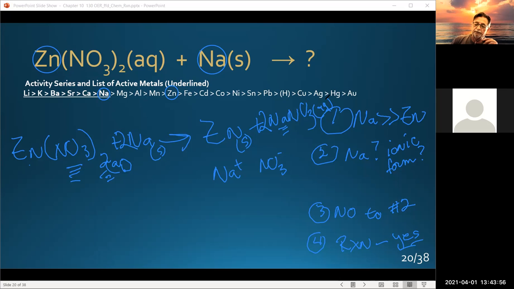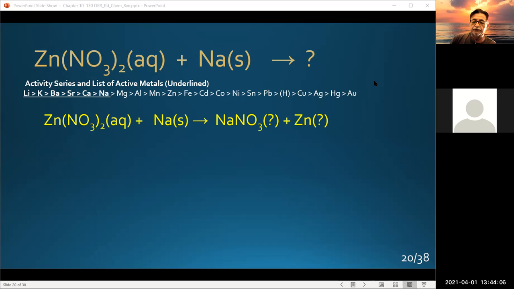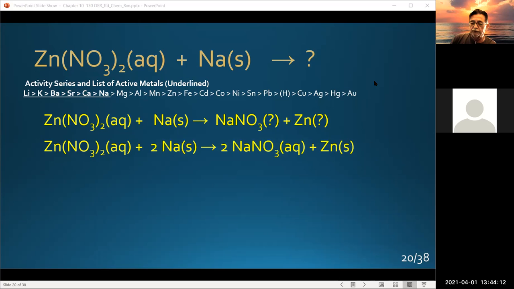My resolution on my pad is not the best, so you might be seeing kind of jagged images. Let me clear it up and I'll bring in the slide. So that is what we just did. We put the physical states. Zinc is solid and sodium nitrate, based on the solubility rule, is soluble. Therefore we use AQ.